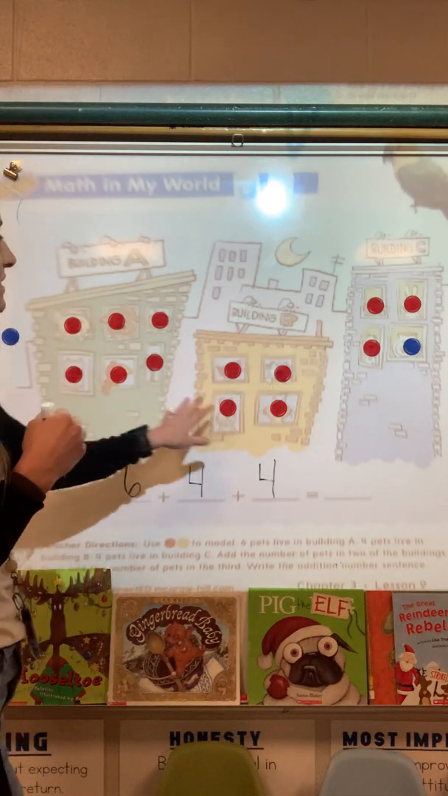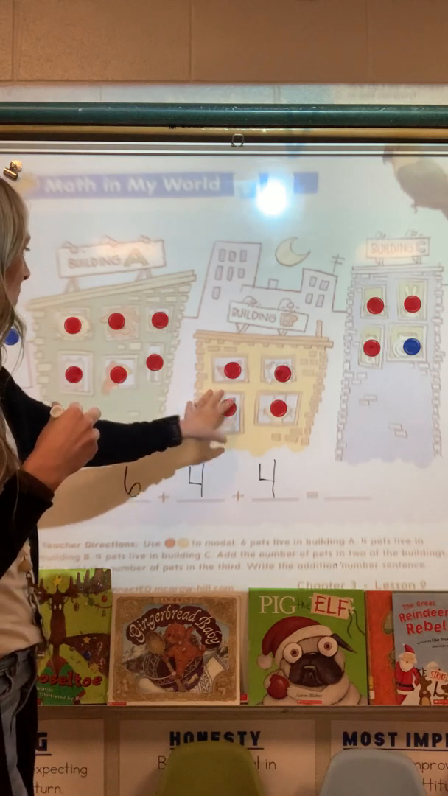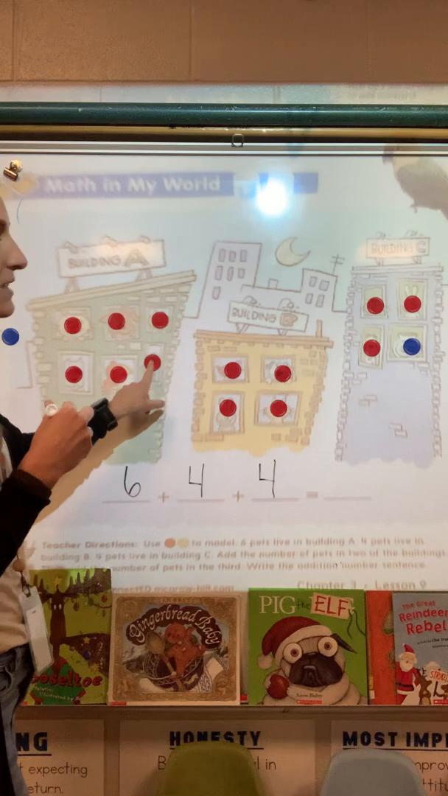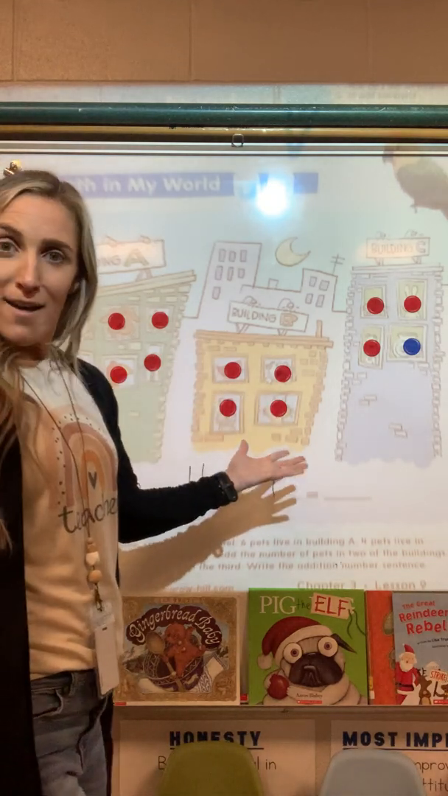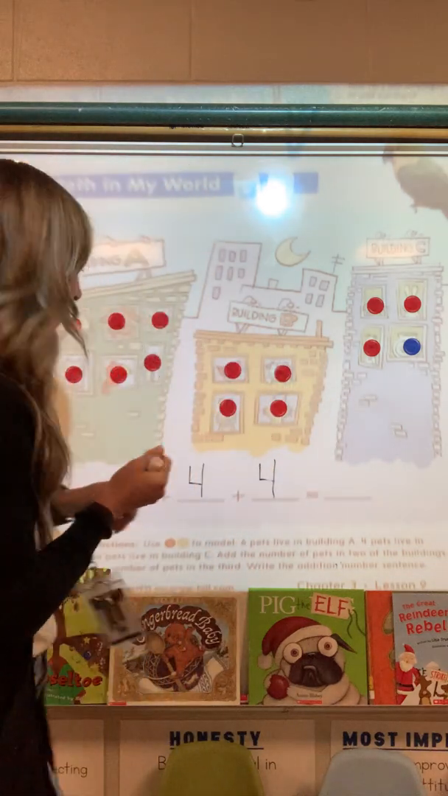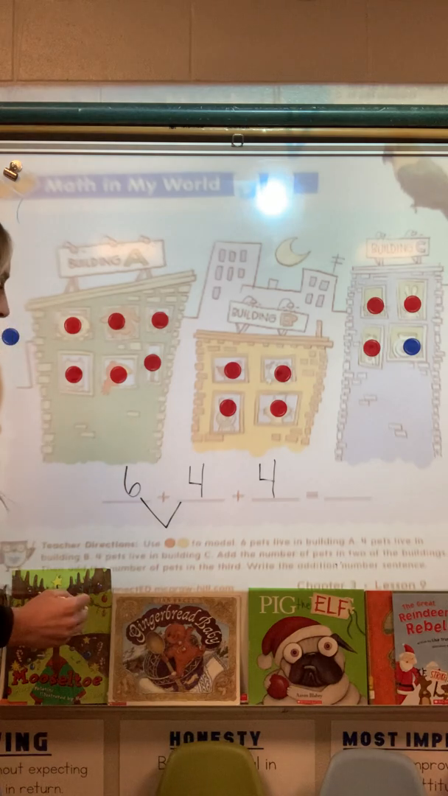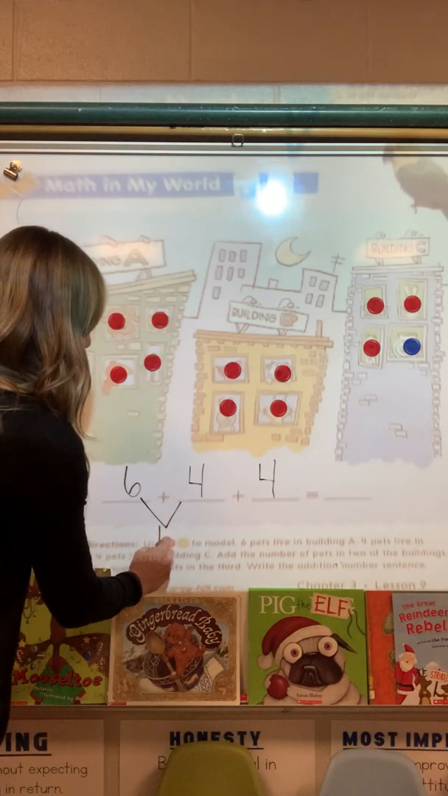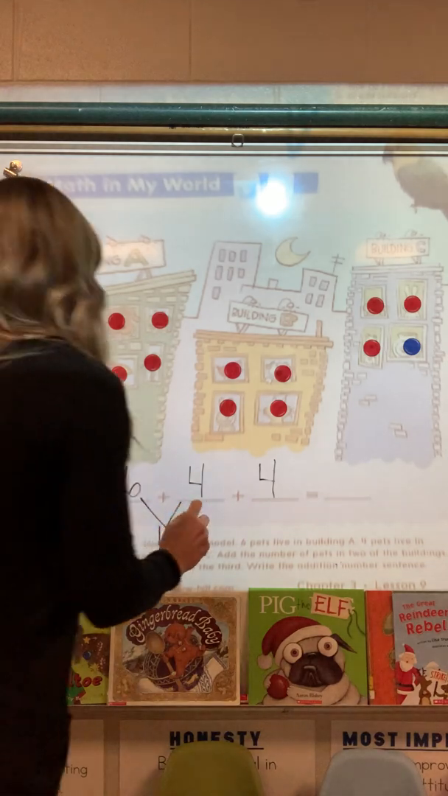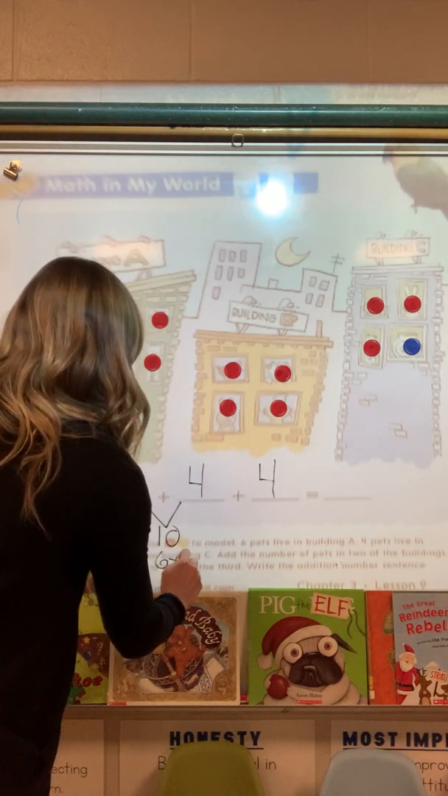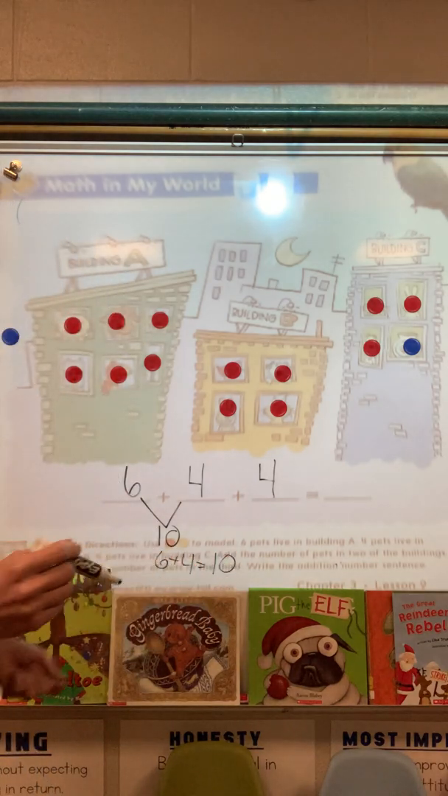Let's try 6 and 4. If we take 6 and we add 4, count on from 6, 7, 8, 9, 10. It works. So let's start out by just adding the 6 and 4. You could either do it like this, and we know that it makes 10, or you can rewrite it if they're not by each other. So you might have wanted to write 6 plus 4 equals 10.